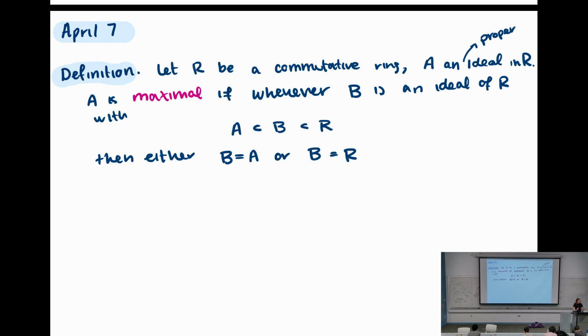And we'll see that a lot of times proving an ideal is maximal will involve showing that this intermediate ideal B contains the element 1, because that will force it to be equal to R. And we'll see an example of a proof that looks like that today.